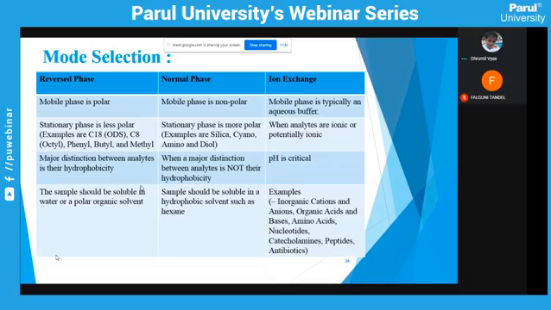For ion exchange chromatography, inorganic cations, anions, organic acids, bases, amino acids, nucleotides, catecholamines, peptides, and antibiotics are examples. For those, we can develop a method through ion exchange chromatography.